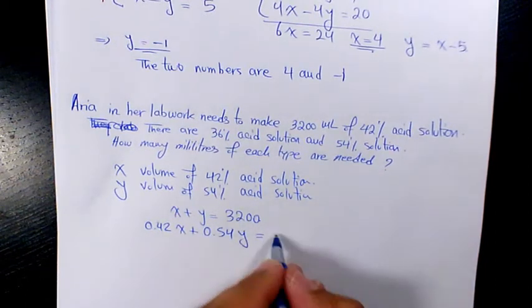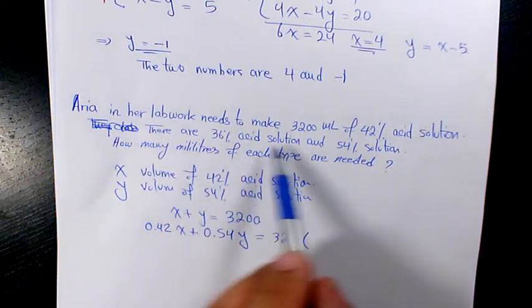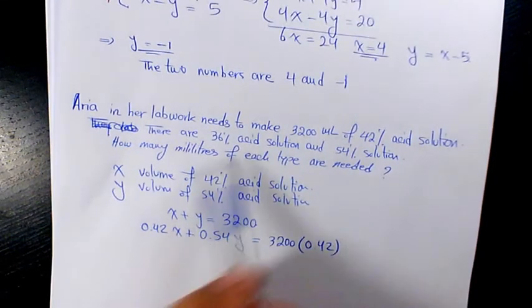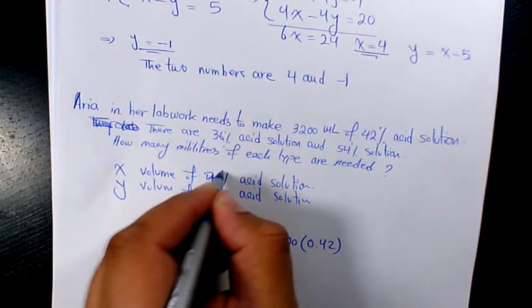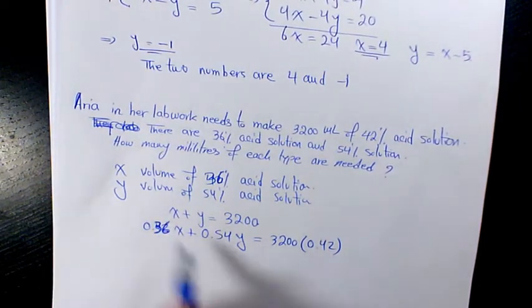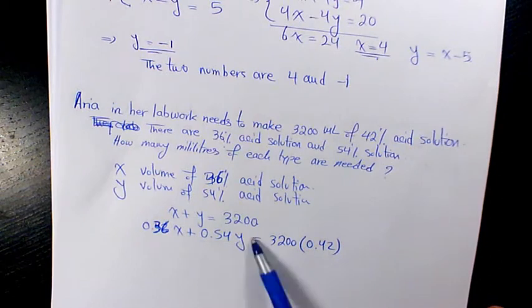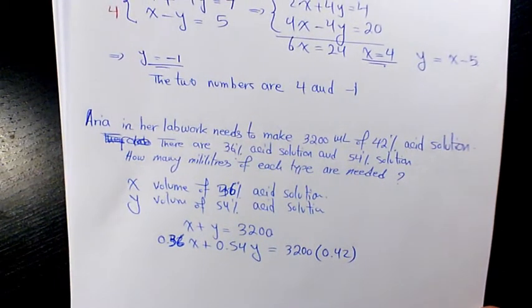3200 times 42%. Okay, I made a mistake here. It's supposed to be, the first one is 36%, this one is 54%. So 0.36x and 0.54y. After mixing, it's supposed to be 42%. So we need to write it like that. Volume, volume, volume, concentration, concentration, concentration. Because volume times the percentage is going to give you the amount of pure acid.